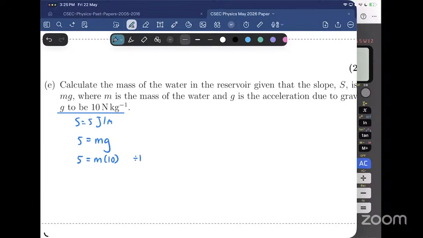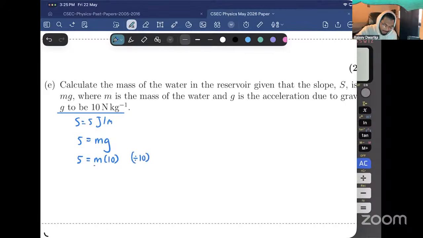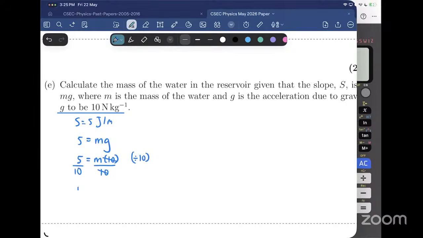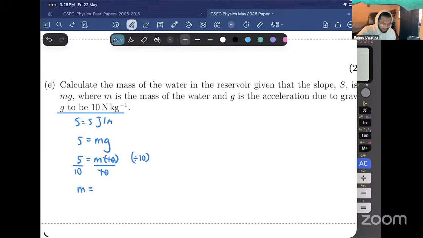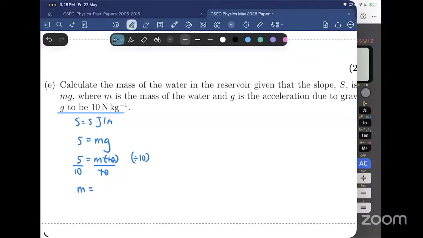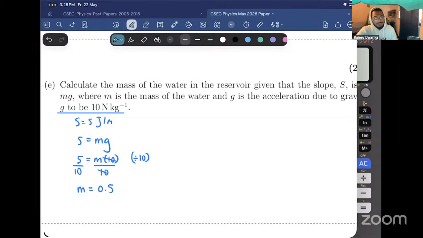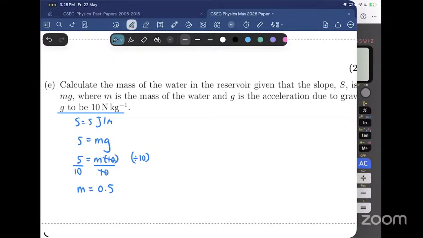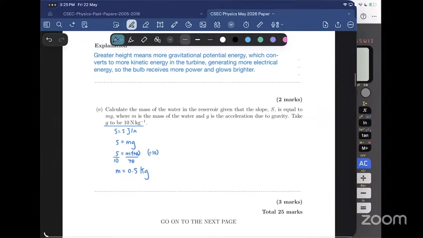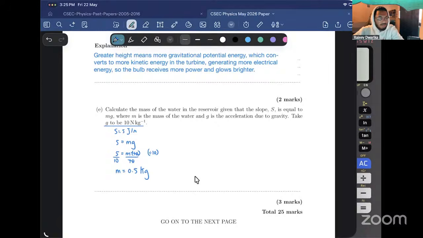Guys, take a little time. You have to divide both sides by 10, not m. What's 5 over 10? 0.5, and that will give us the mass in what? kg. So I was kind of contemplating that, because when I saw 0.5, I was like, what? Yeah, 0.5 kg, which is 500 grams. I got that correct as well.